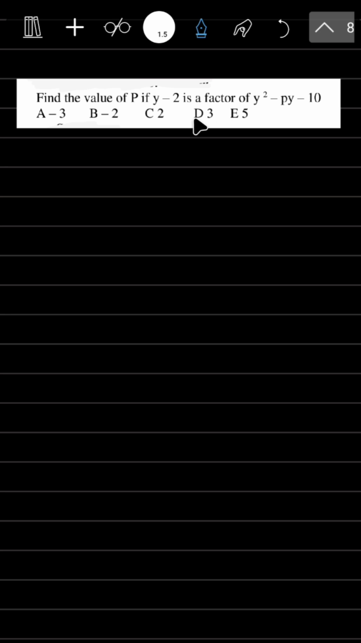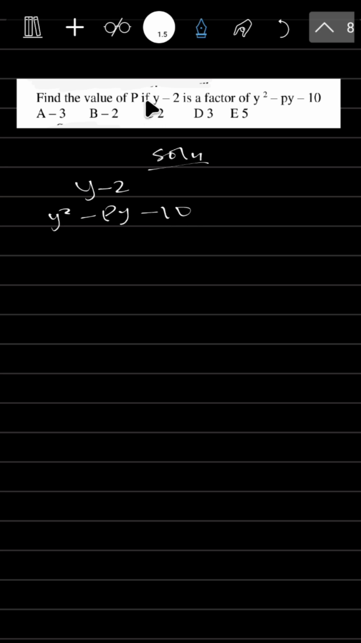So we're talking about how to equate it. They are trying to find the value of p. So how do you find the value of p from the given expression we have here? Let's look at it step by step. Since the factor of this expression is y minus 2, let me write it out. I have y minus 2, and also we have the given expression, y squared minus py minus 10.